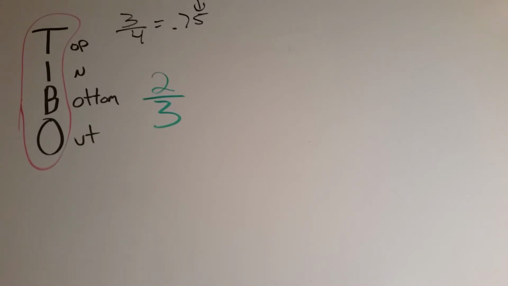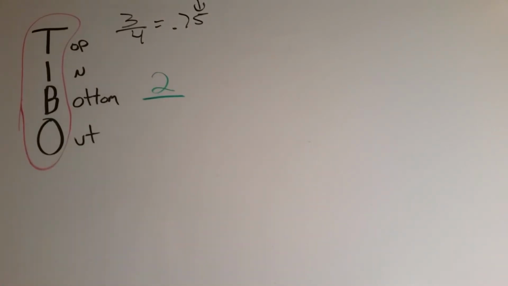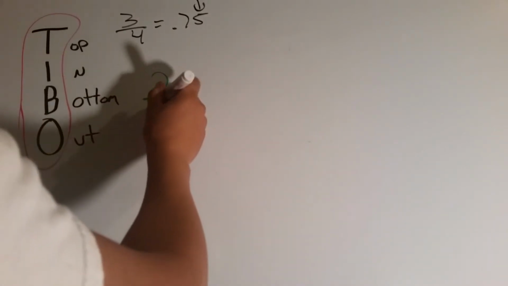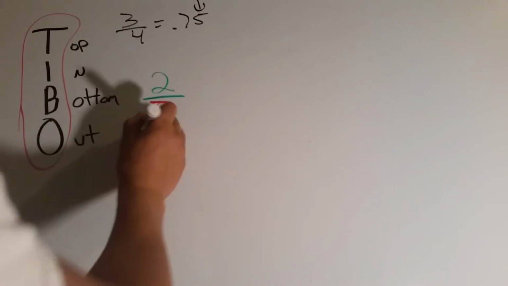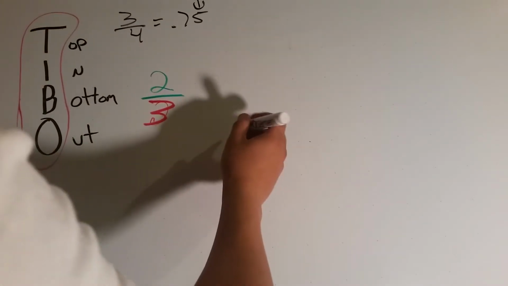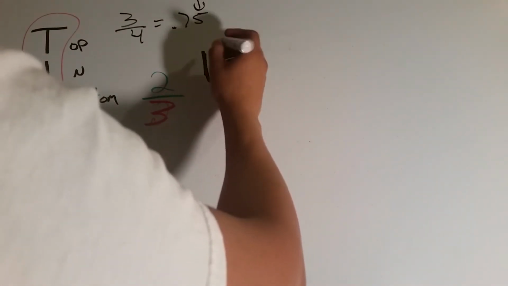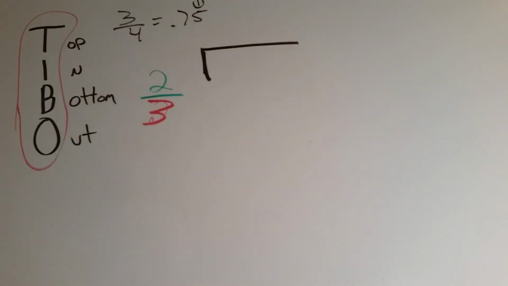All right, so right here on this one, 2/3, right? Let me go ahead and change the color so we can identify them again. Remember, the top number is the numerator, and the bottom number is the denominator. When the numerator is smaller than the denominator, that is a fraction whose value is less than 1, okay?